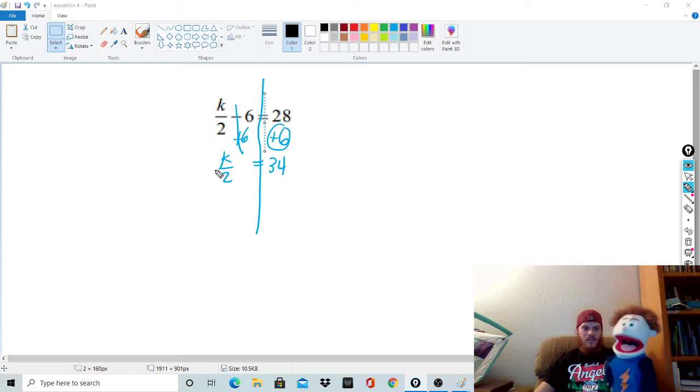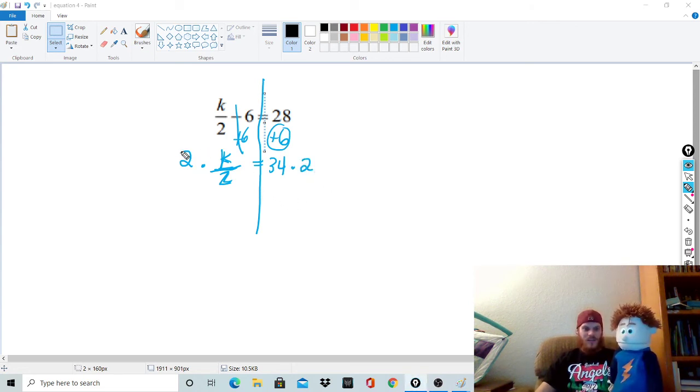Now what? Well, k is not by itself because it has the 2. And that means division. Does mean division, you're right. So how do I get rid of a divide by 2? Well, you'd still do the inverse, so the opposite of it, which is multiplying by 2. Ah, that makes sense. So if I multiply this side by 2, what do I need to do over here? Multiply by 2. Exactly.